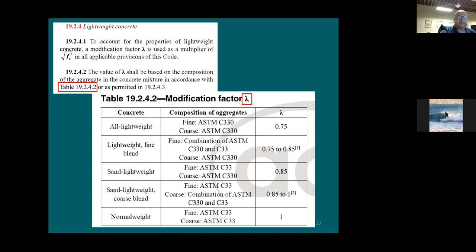Usually what we care about is two values that we need to use in our analysis. Once you see the term lightweight, just go ahead and use 0.75, because you'd never know what's going to happen during construction. Even if you specify only rock to be lightweight, most likely the concrete supplier is going to give you everything lightweight. So just to be on the safe side, either you're going to have normal weight, and in this case that's what you have in your tables, it's going to be 1, or lightweight, you just use 0.75. So it's going to be up to you. Decide exactly which material you'd like to go with.